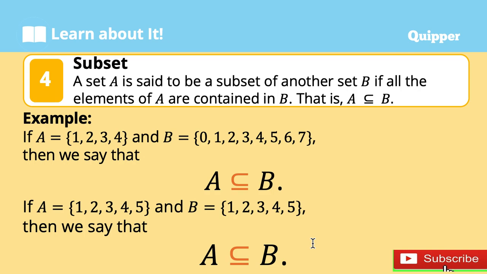Next, we have subset. A set A is said to be a subset of another set B if all the elements of A are contained in B. That is, A is a subset of B. For example, if A is equal to {1, 2, 3, 4}, and B is equal to {0, 1, 2, 3, 4, 5, 6, 7}, then we say that A is a subset of B.